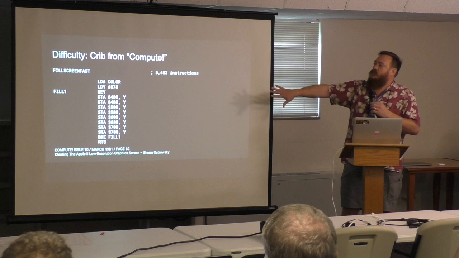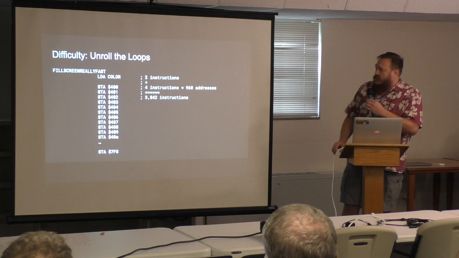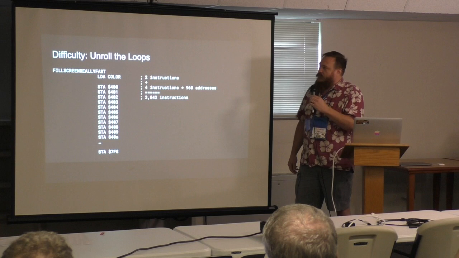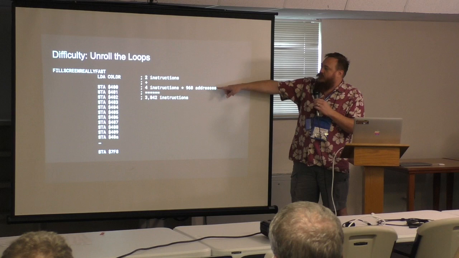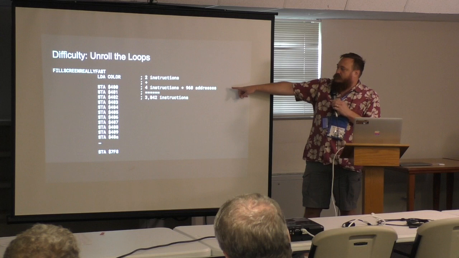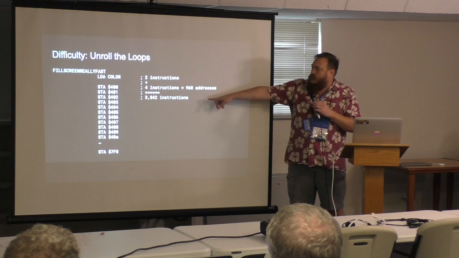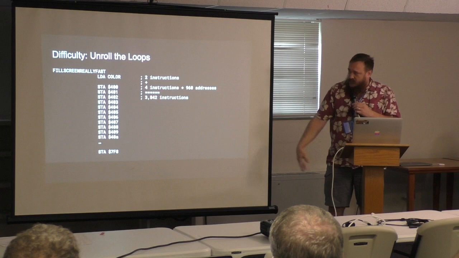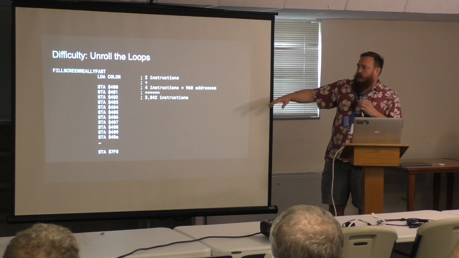The absolute fastest way to do it is the unroll the loops way. This is the I'm going to gouge my eyes out if I have to type this all in by hand mode, where you load your color and then you store it at 400 and then 401 and 402 and 403 and keep going till 478, and then you keep going again at 500 and then 580 and then eventually end up at 7F8, which is 960 addresses that you have to type in by hand times four instructions each. That ends up as 3,842 instructions, which is the fastest way to do it. But it takes up somebody can do the math, bytes of your code and thus memory for a savings of about 30%.